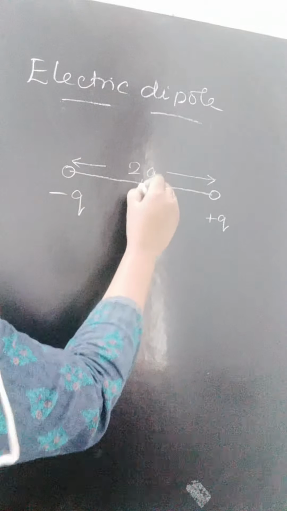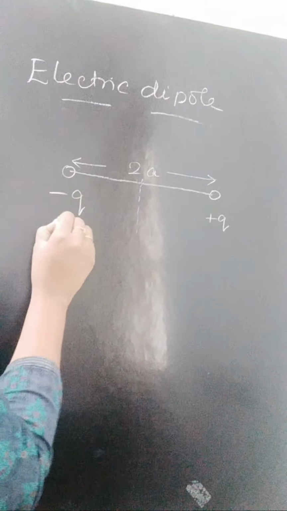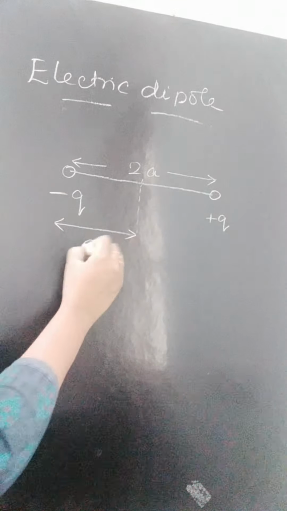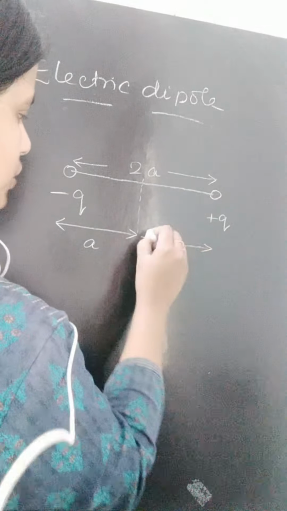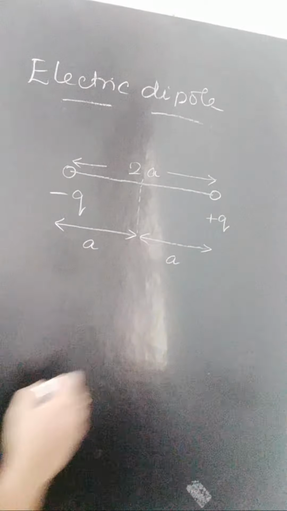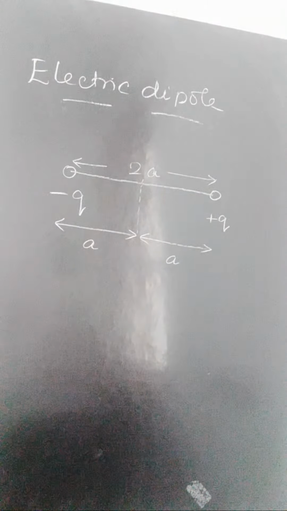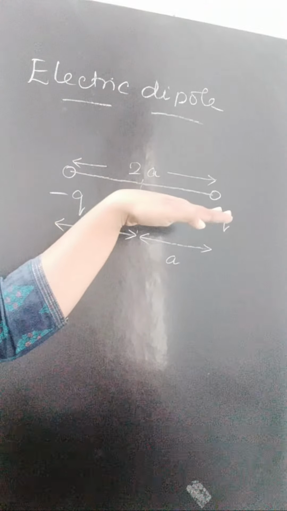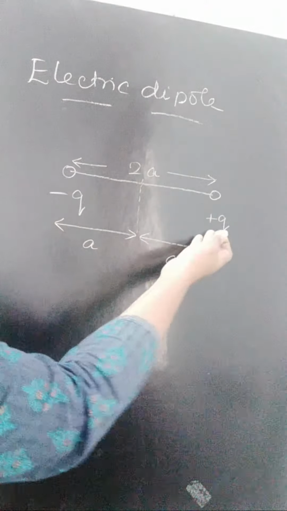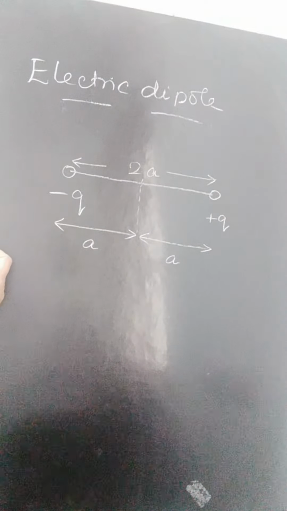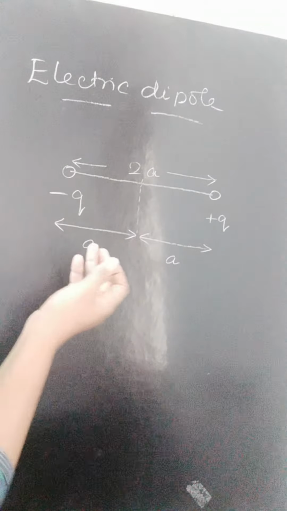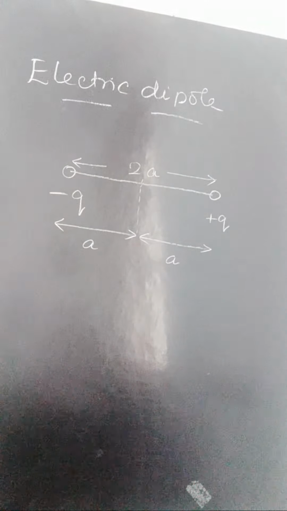From the origin, what is the half of the distance, ma? If the total distance is 2a, what is the half of the distance? a. And what about this side also? It is also a only, right? And they are lying along the x-axis. Yes or no? What we took is they are lying along the x-axis. So the positive charge is lying along the positive x direction, and the negative charge is lying along the negative x direction.